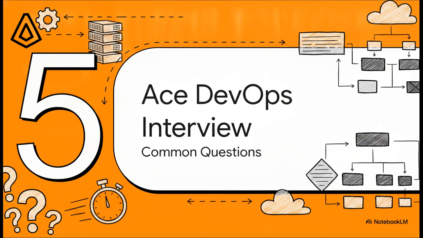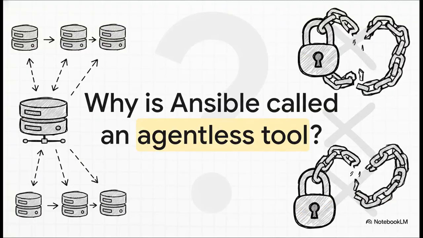Finally, let's bring it all home with Section 5, Ace Your DevOps Interview. This is the big one. If you get an Ansible question, it's very likely going to be this: why is Ansible called an agentless tool? When they ask this, they want to know if you understand its biggest advantage over older configuration management tools like Puppet or Chef. See, those older tools required you to install a heavy agent, a background software program constantly running and eating up memory on every single server you're managing.